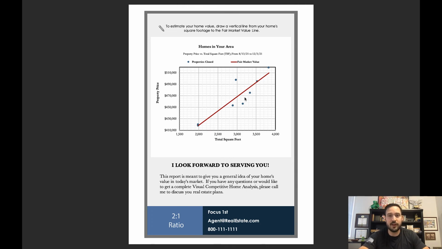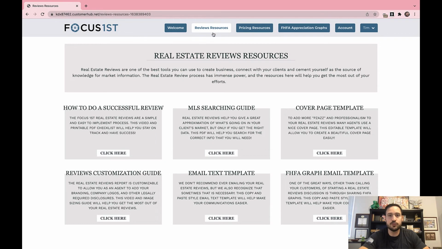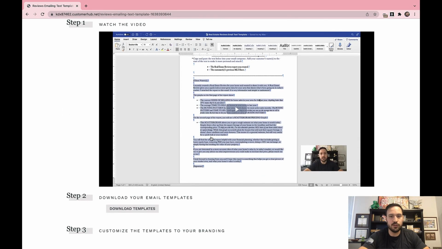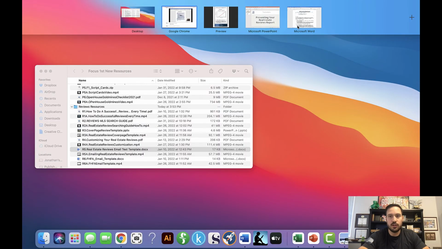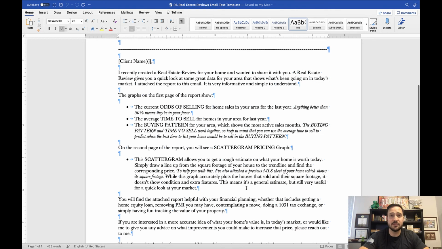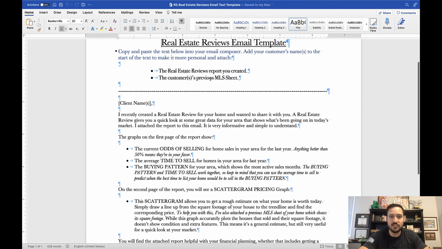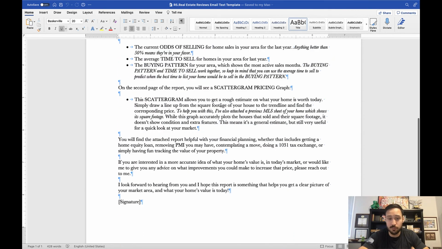Now, in order to find that text template, what you're going to do is you're going to log into your account, and under this Reviews Resources tab, once you're logged in, you'll find the email text template. When you click here, it'll open up this window where it has the how to use this template video and the template to download. Now, once you open it, you'll find this information here where you can just copy and paste this directly into your email. Now, as you read through it, it will give you some instructions as to what things you need to attach to the email as well as the report to make sure that they get the most use value of your real estate review.